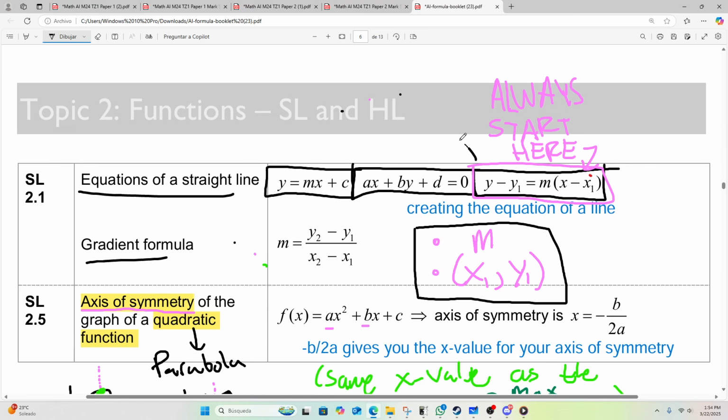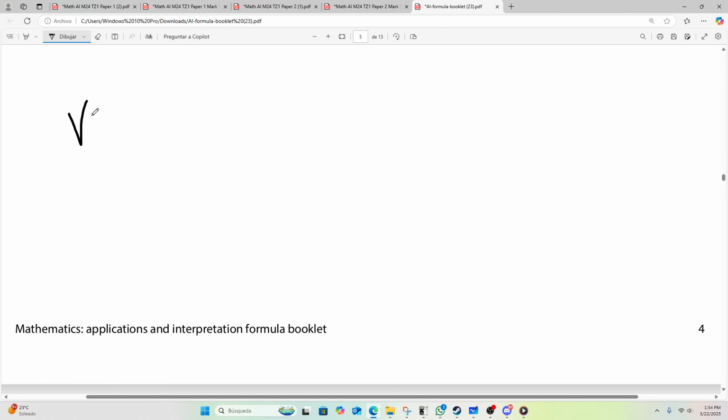And you start here and end up there. And from here, you can also end up there. Let me give you a quick example. Let's say that the slope is, I don't know, 3. And the set of points is whatever, (7, 4), okay?